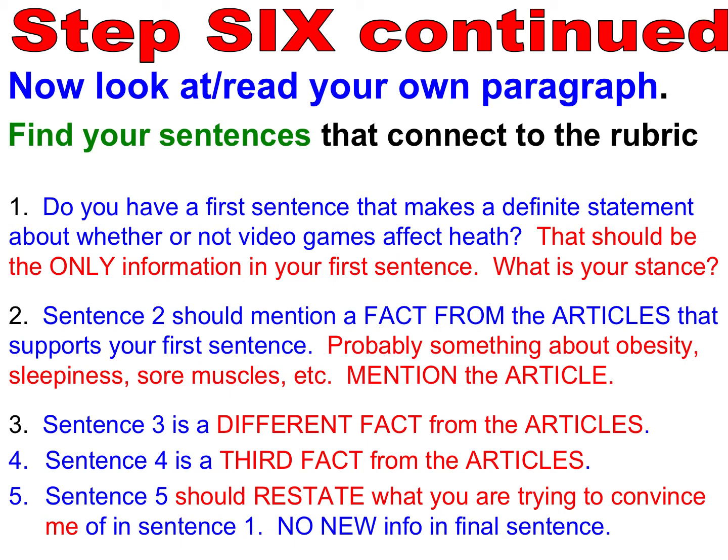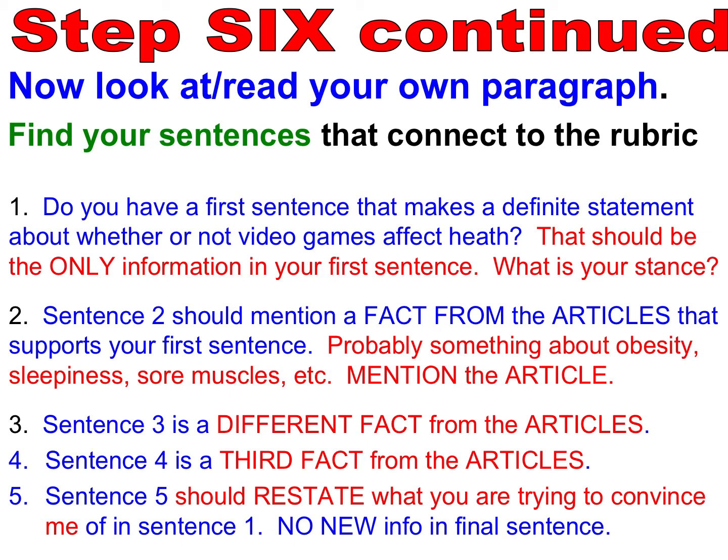Sentence 2, you have to mention a fact from the articles that supports you in some way. So if you're saying that video games negatively impact health, mention something from the articles. Mention that they talked about obesity or sleepiness or sore muscles. And then mention the article, something in there where it says, this doctor said this or this lady said this. You have to bring in evidence from the articles. I'm grading you on knowing that you read the articles and that you referenced them. If you don't reference the articles, I cannot give you points.